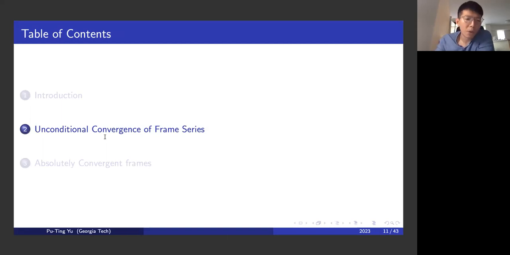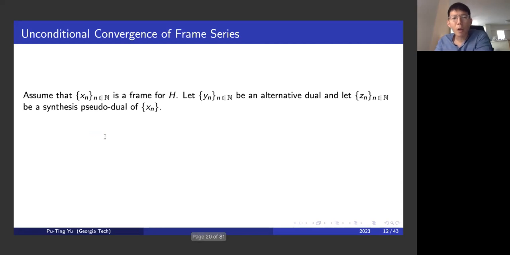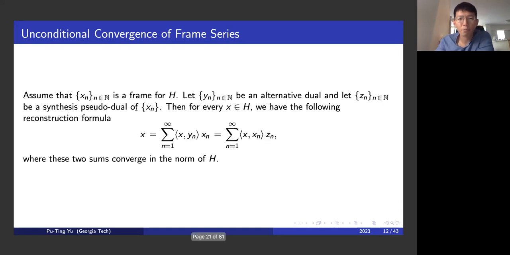and talk about the main topic today, the unconditional convergence of frame series. Okay, so we have already seen in the previous slides that if xn is a frame for H and yn is an alternative dual associated with xn and zn is a synthesis dual, then we have the following reconstruction formula for every x in H. But these two sums may just converge in the norm of H. They may not converge unconditionally for every x in H.